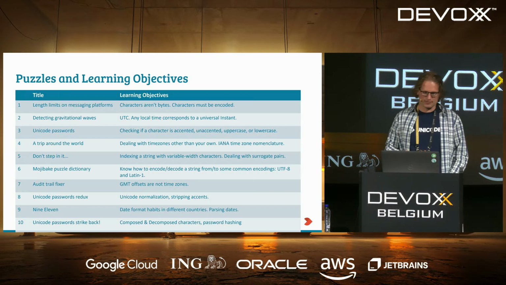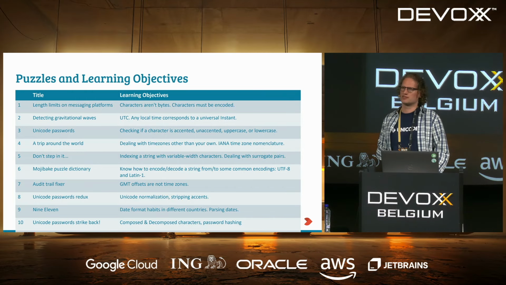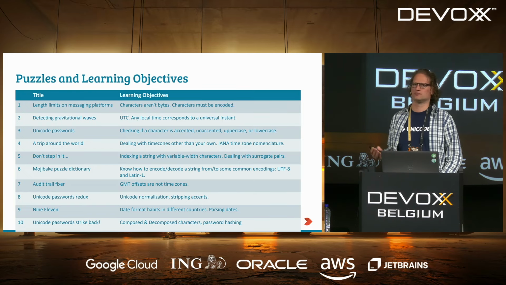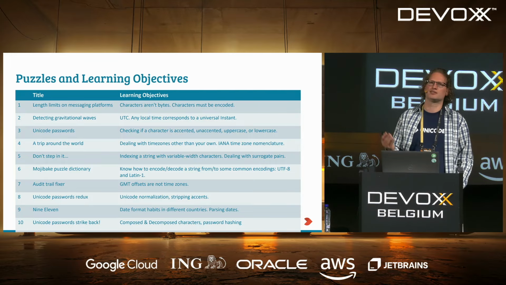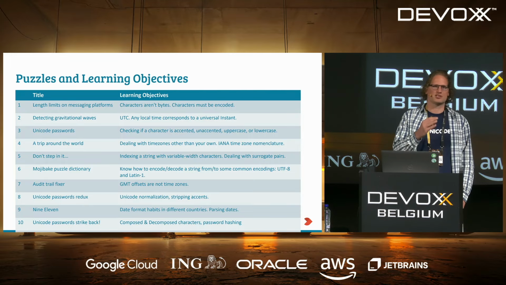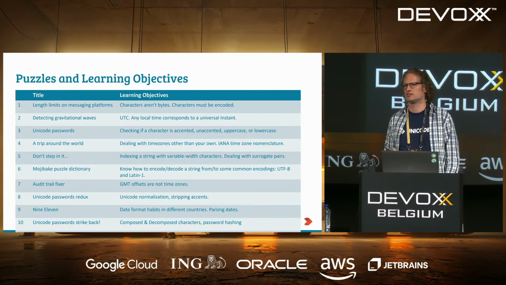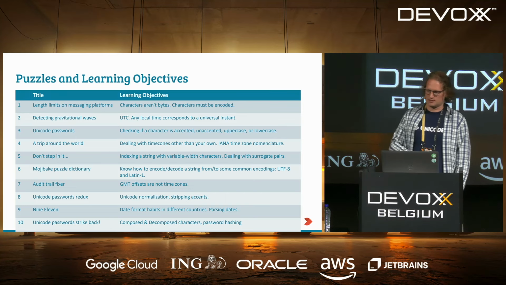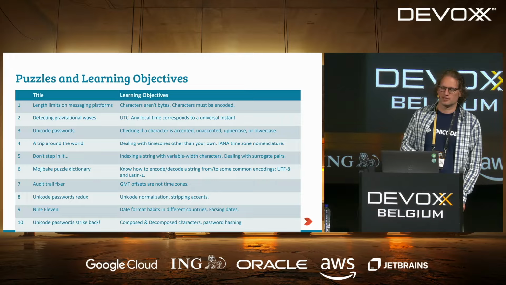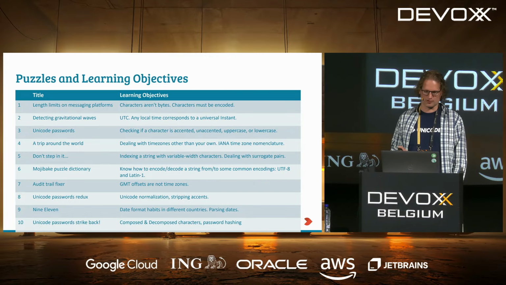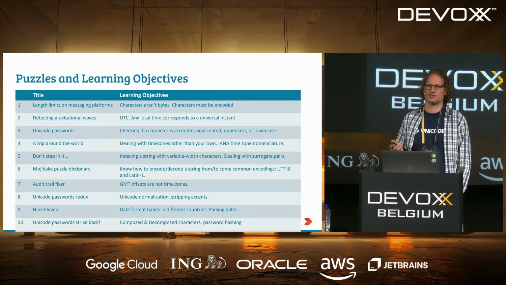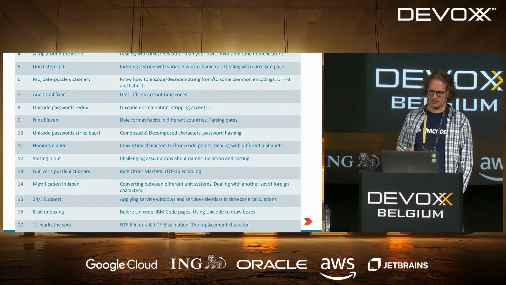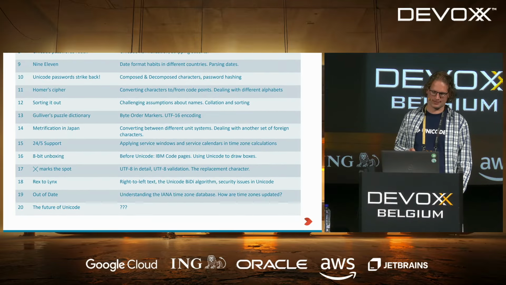And so I started making my own puzzles about internationalization with an educational idea behind it. Each puzzle is about a different aspect of internationalization. Things like UTF-8 and UTF-16, and things with time zones and daylight saving time. And so there's 20 in all. Each of them comes with, let's say, a learning objective. And you can see all of them here.